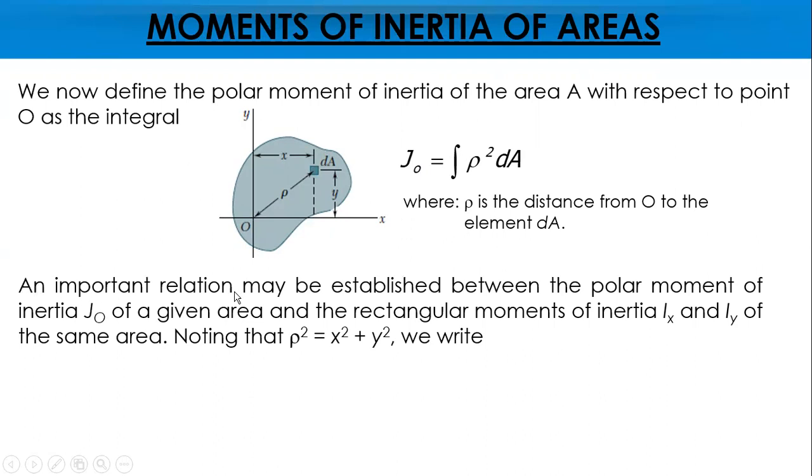An important relation may be established between the polar moment of inertia J sub O of a given area and the rectangular moments of inertia Ix and Iy of the same area. Noting that from the Pythagorean theorem, rho squared is equal to x squared plus y squared, we write J sub O equal to the integral of rho squared dA. Replace rho squared by this, and then distribute.